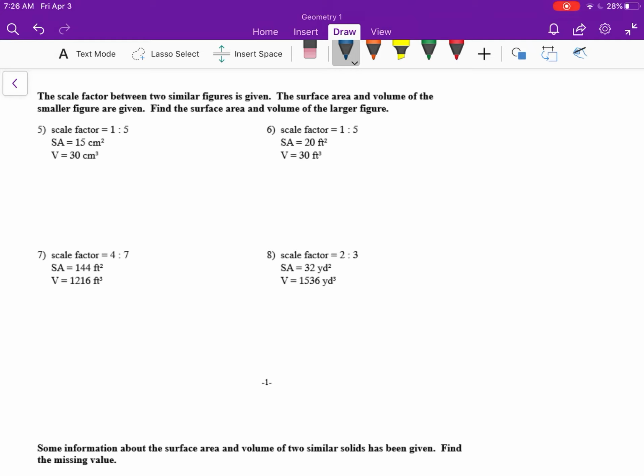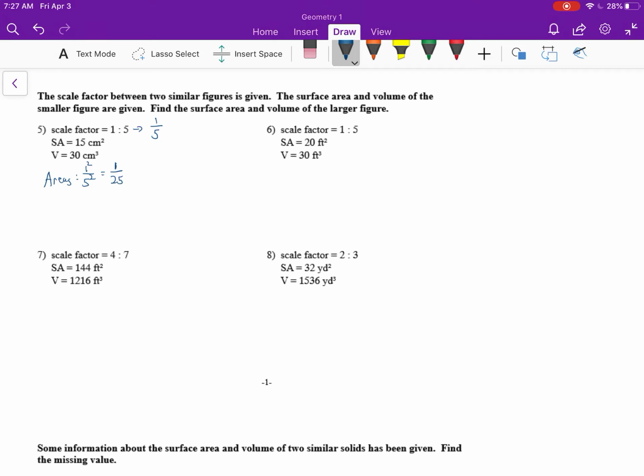The scale factor between two similar figures is given. The surface area and volume of the smaller figure are given. Find the surface area and volume of the larger figure. All right, so we know our scale factor here is 1 to 5, so let's write it as 1 to 5. And so the ratio of areas is going to be 1 squared over 5 squared, which is 1 over 25.